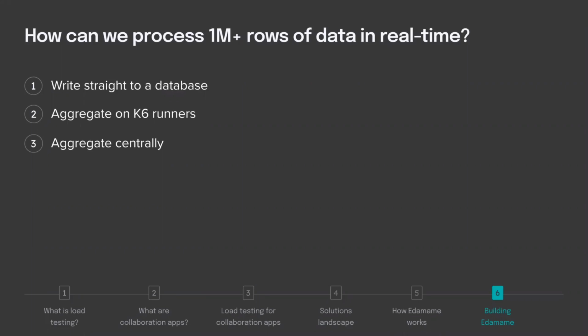So the first approach was just writing the raw data straight to a database. The second approach was aggregating on the K6 runners in order to reduce the data a little bit before sending it off. And the third approach was aggregating centrally, which meant sending all the data to a centralized server, aggregating on that server, and then writing to a database. So I'll walk through all 3 of these approaches.